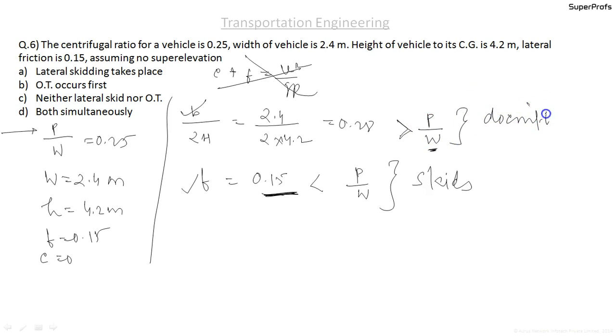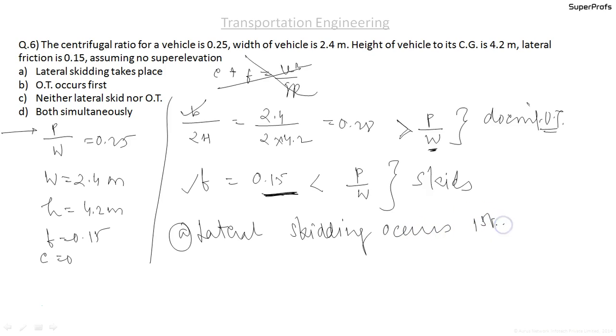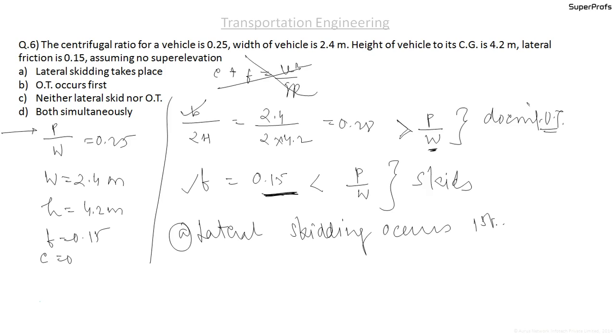So the option is option number A, that is, lateral skidding occurs first. So we are done with this question, and we are also done with the numerical problems on horizontal curves.